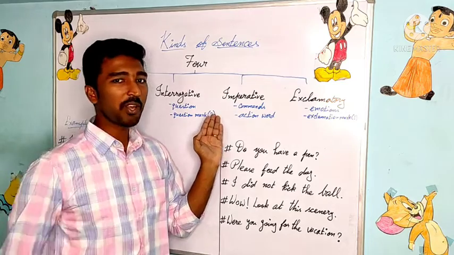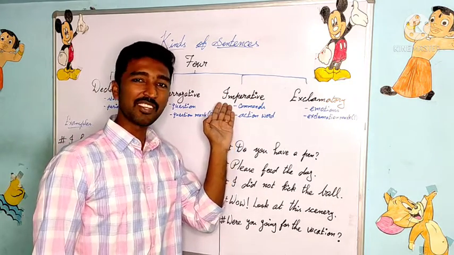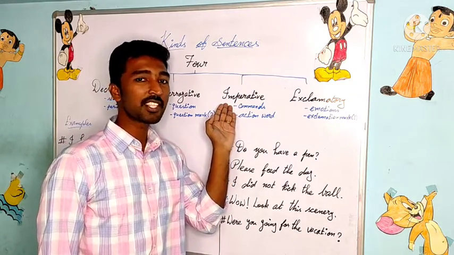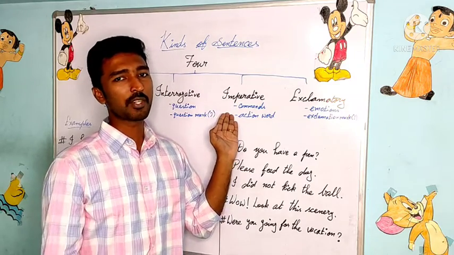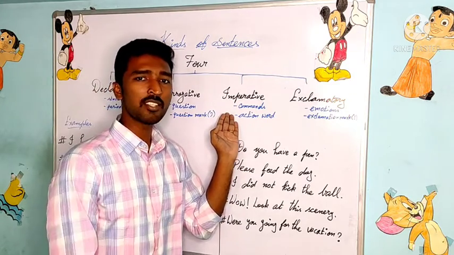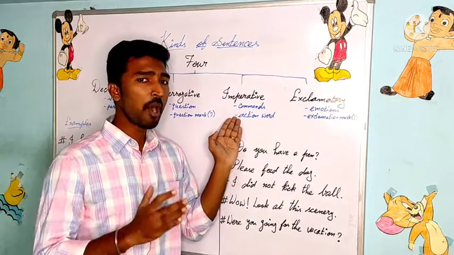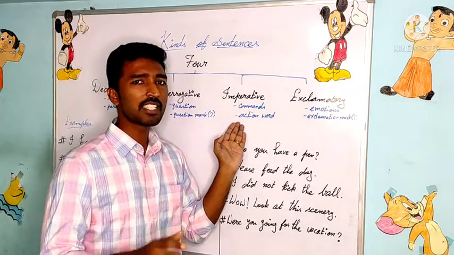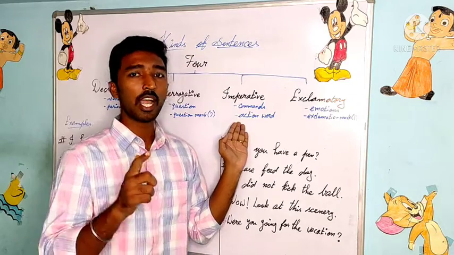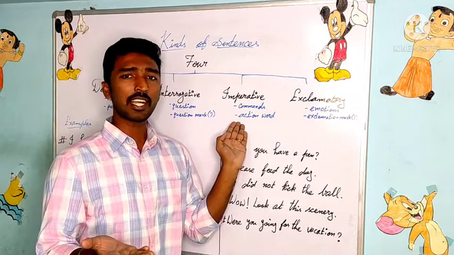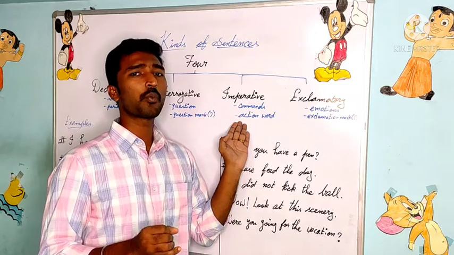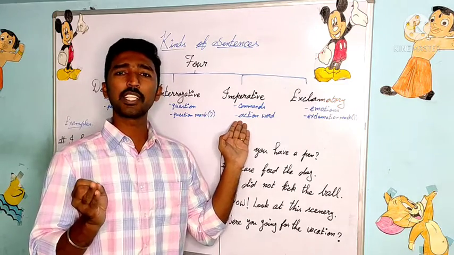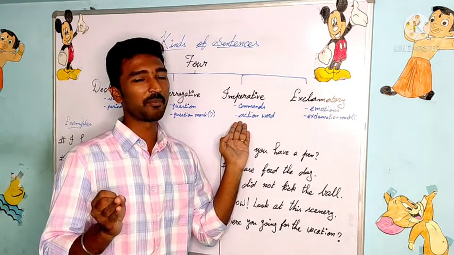These sentences are called interrogative sentences. And the third type we are going to see is imperative sentences. Imperative sentences are commands or requests. Commands always start with an action verb. And what about requests on the other hand? Requests always start with kindly or please followed by an action verb.